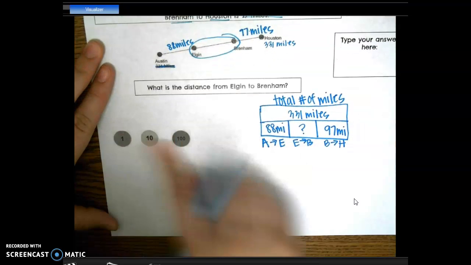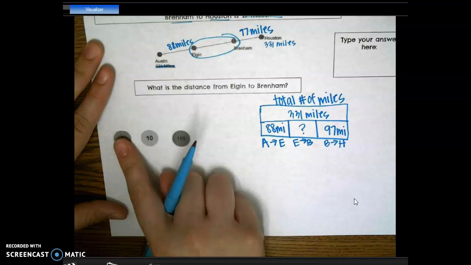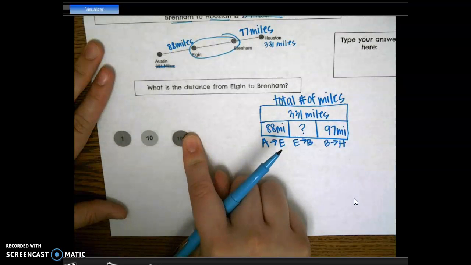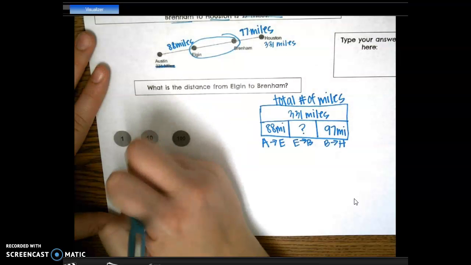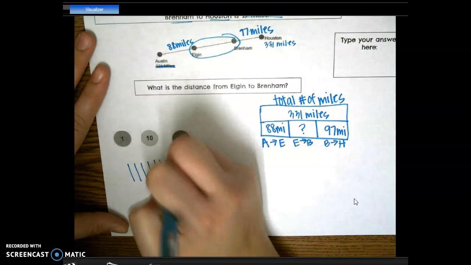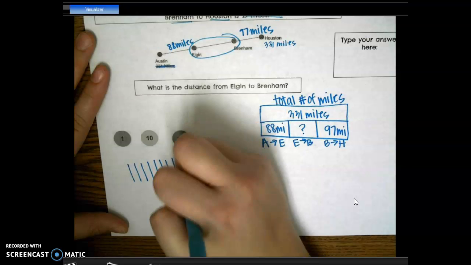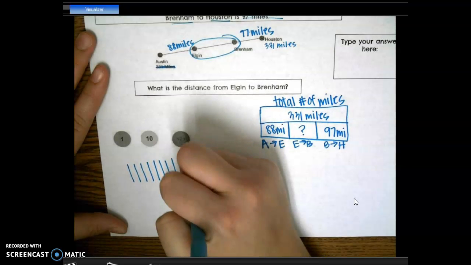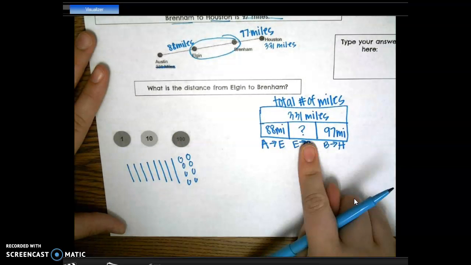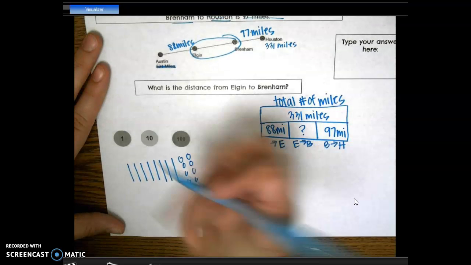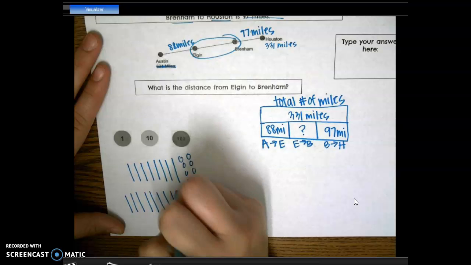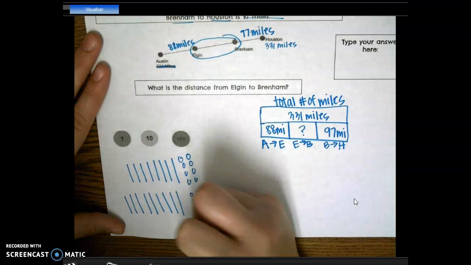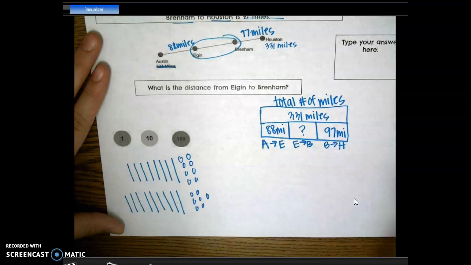You have base 10 or place value discs that you could have used on your slide, but I'm going to draw my base 10 blocks. There's my 80, 1, 2, 3, 4, 5, 6, 7, 8. There's my 88, and then I'm going to draw 97. 10, 20, 30, 40, 50, 60, 70, 80, 90, 1, 2, 3, 4, 5, 6, 7.